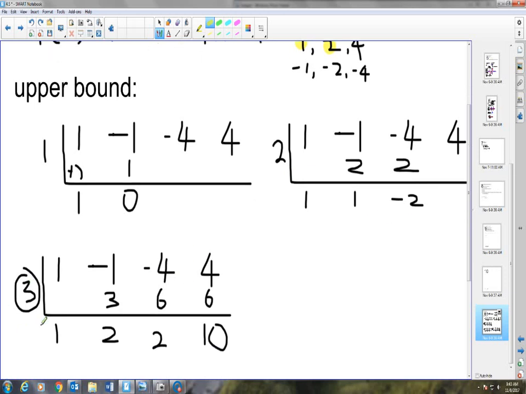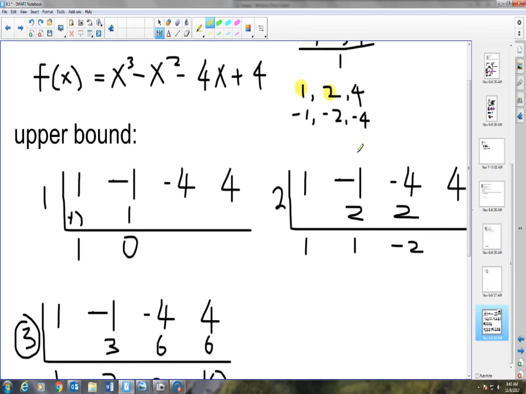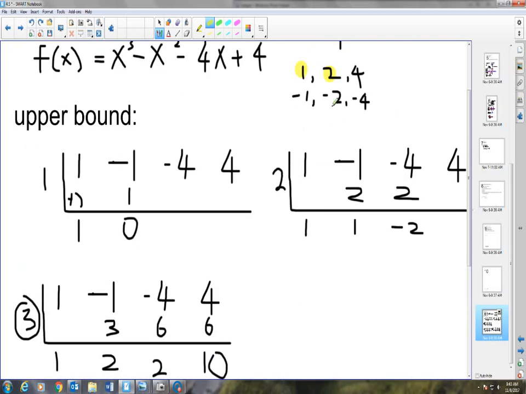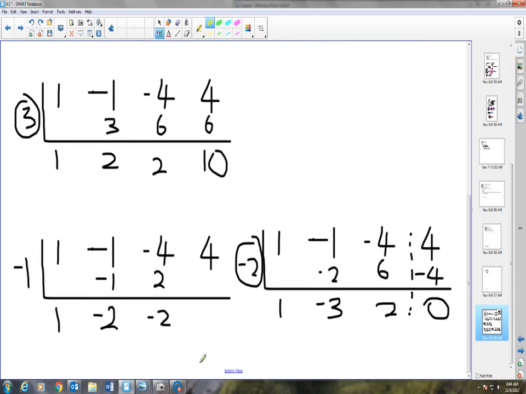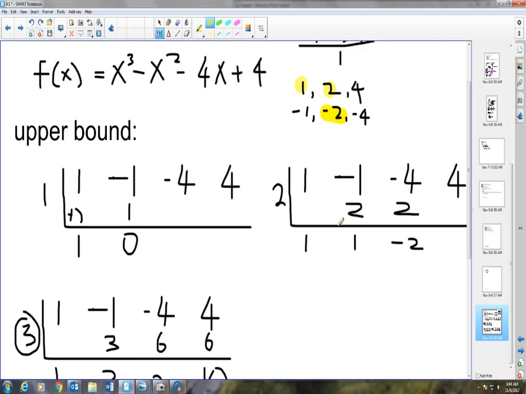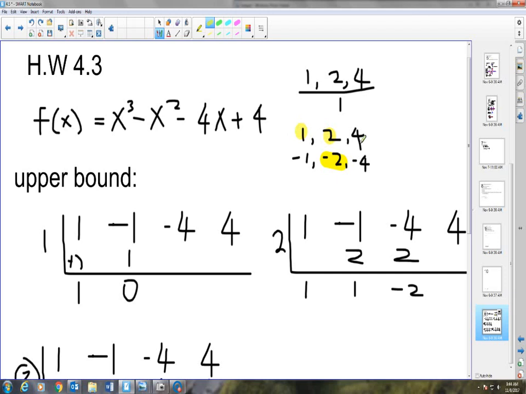So we want to figure out the smallest upper bound. Anything below the integer 3 is one I try. For the greatest lower bound, when I try negative 2, it turns out to be a 0. So the next potential zero I try is going to be negative 1. If I finish the problem, I will find out negative 1 is not one of my zeros. That's the purpose of the bounds: eliminating the number of potential rational zeros that people have to try by trial and error.